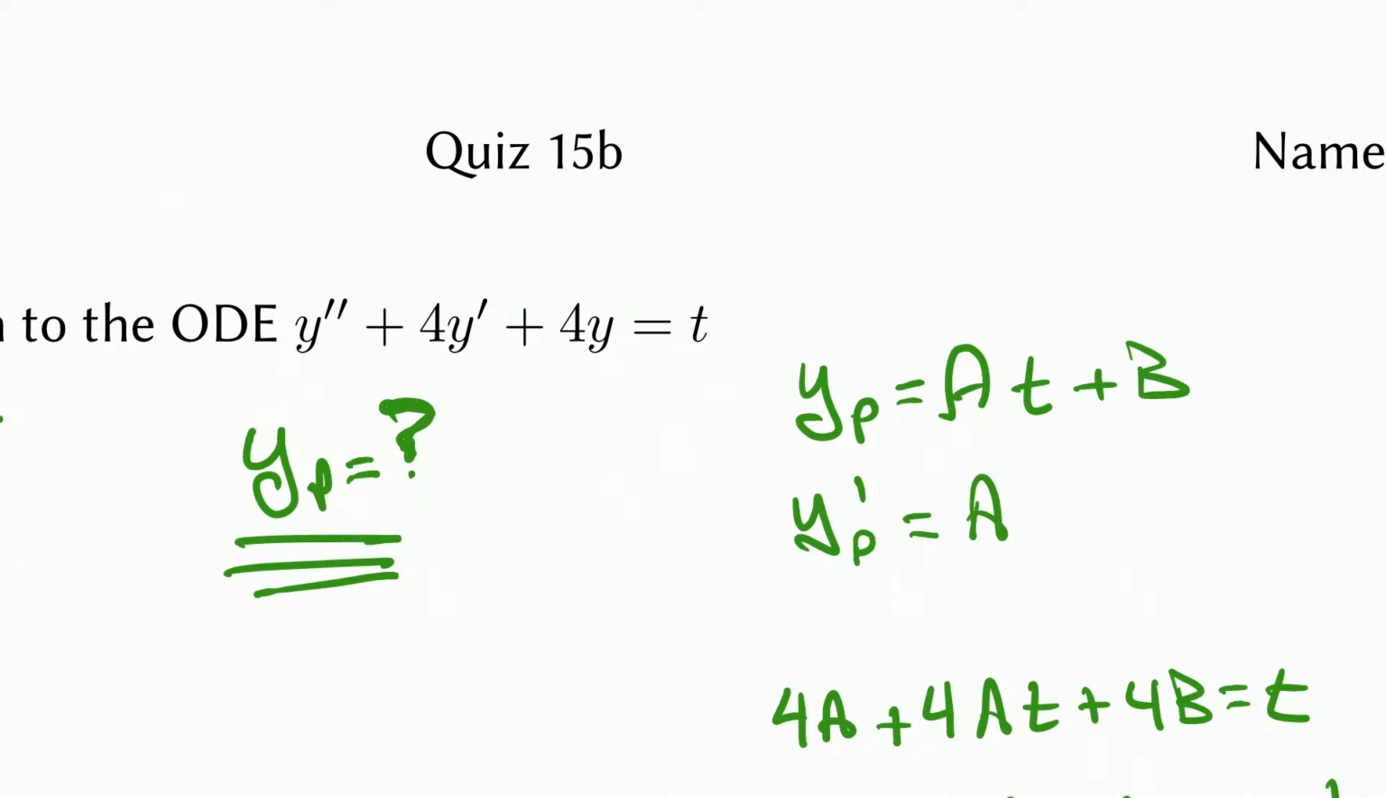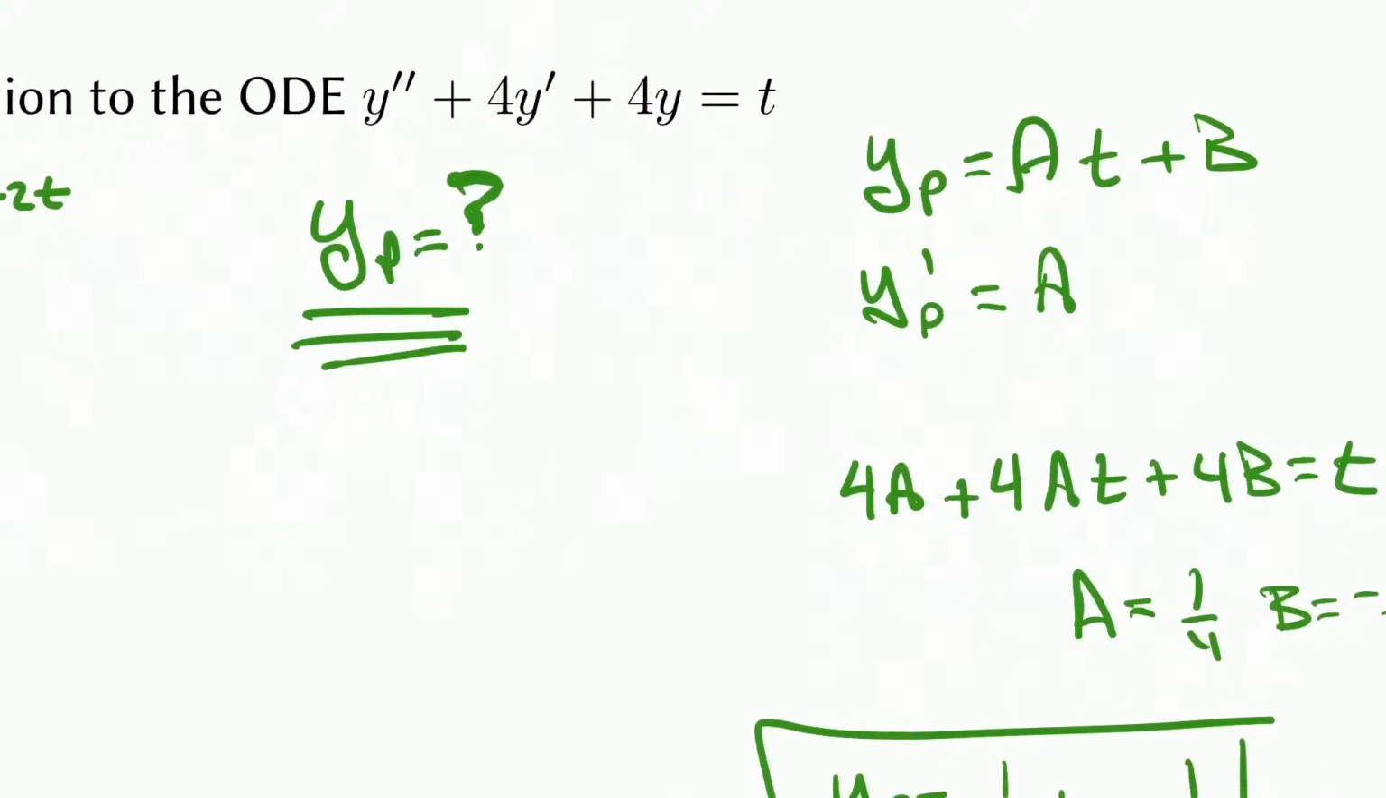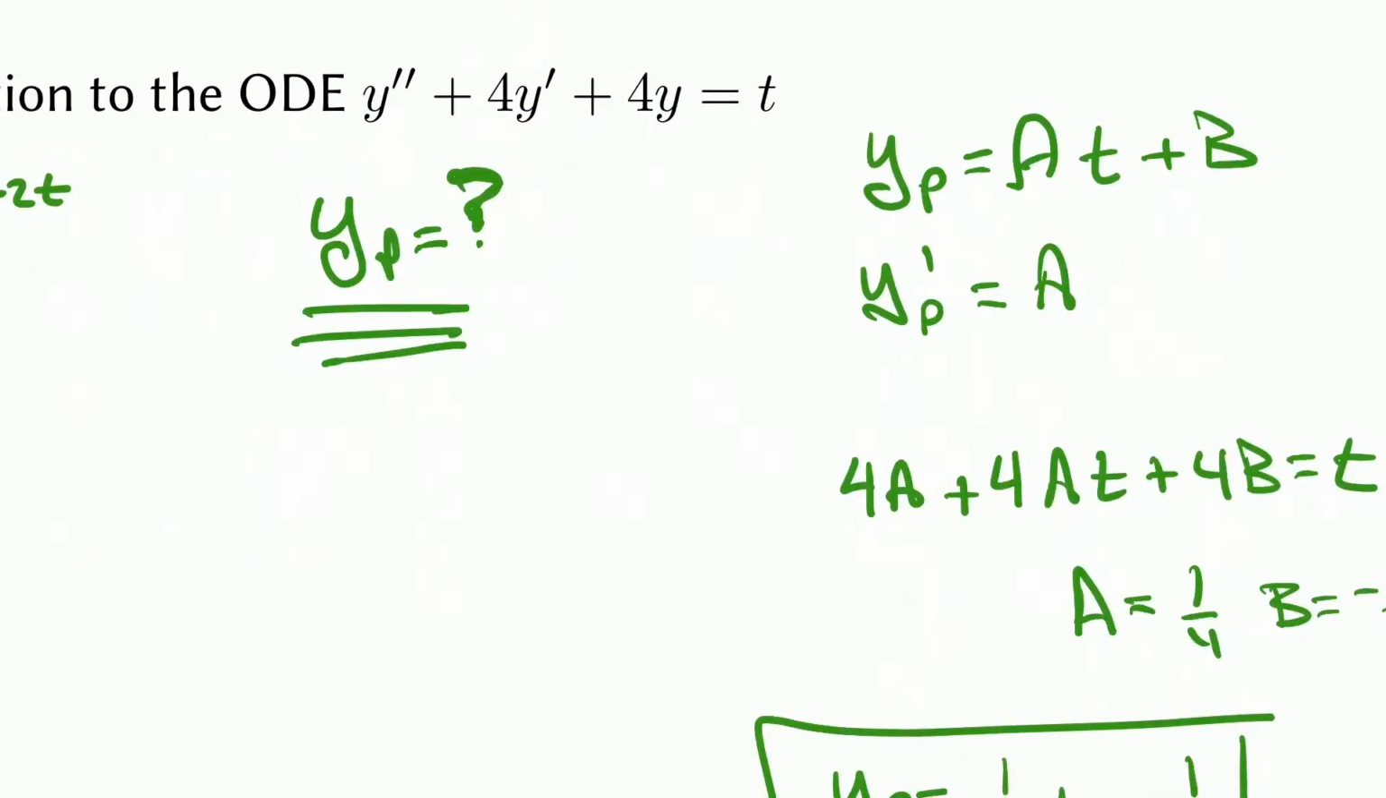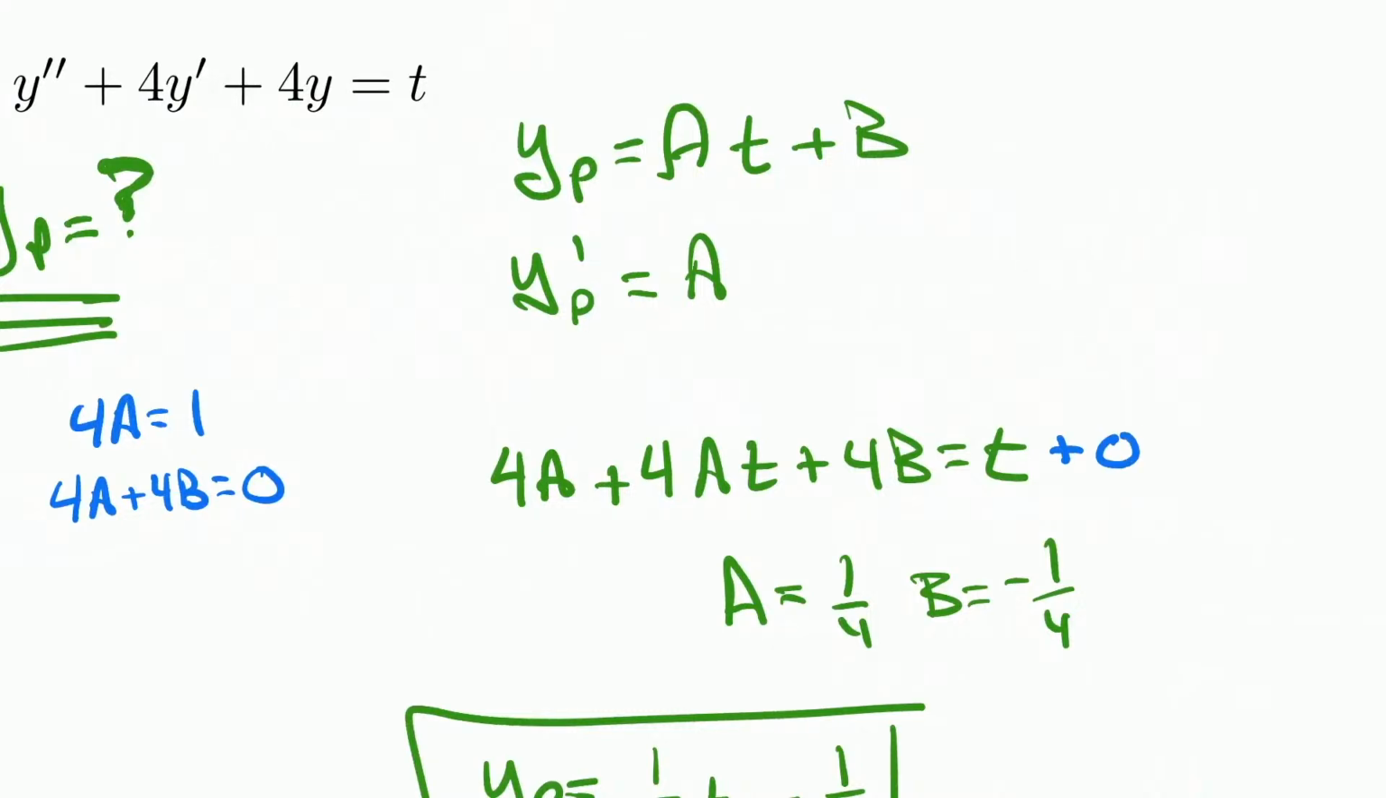And then collect like terms. Notice that this is the only thing with t in it. And so that means that 4a should equal 1, which means a is 1/4. And then 4a equals 1 from the t's, and then 4a plus 4b should equal 0 because there's no constants over there.